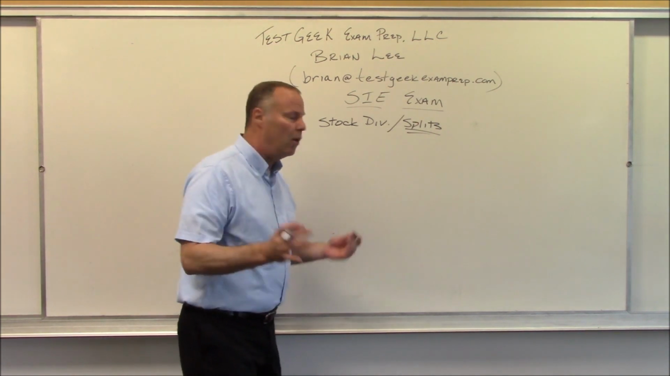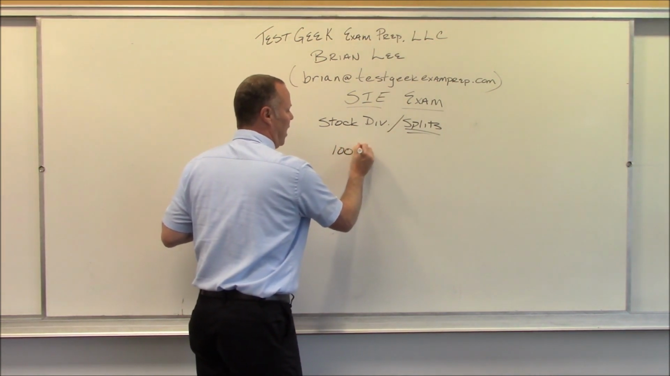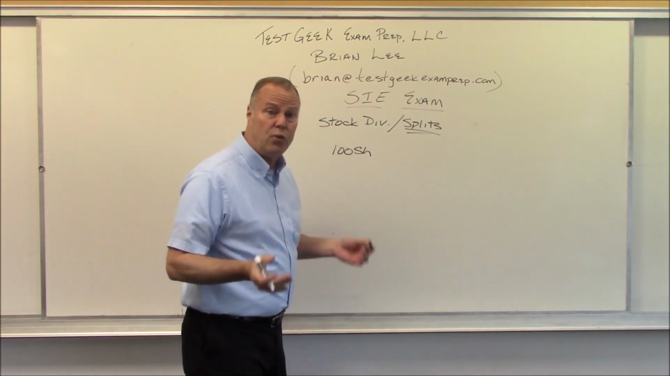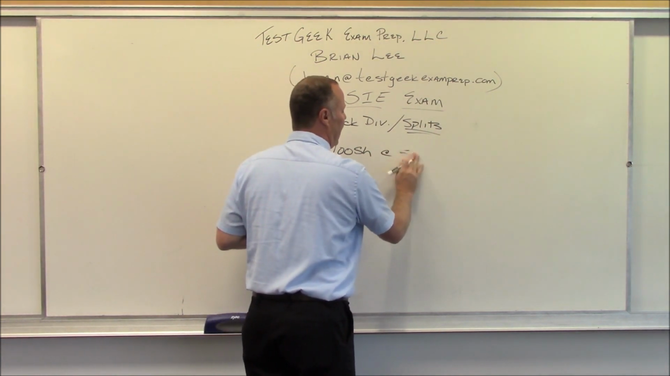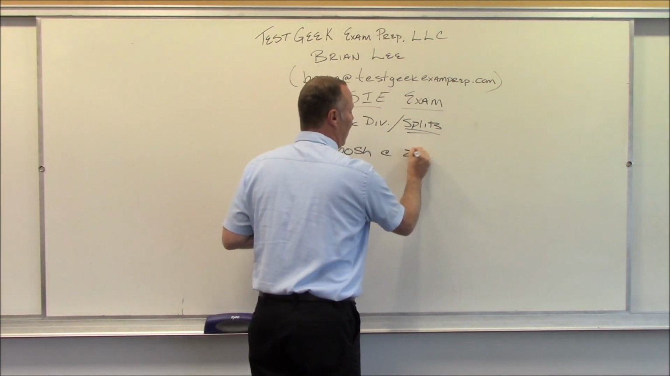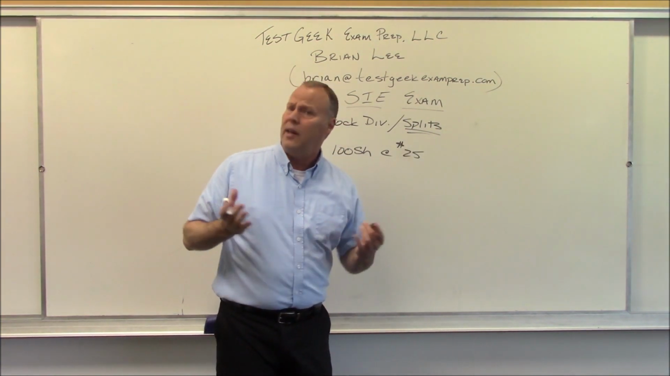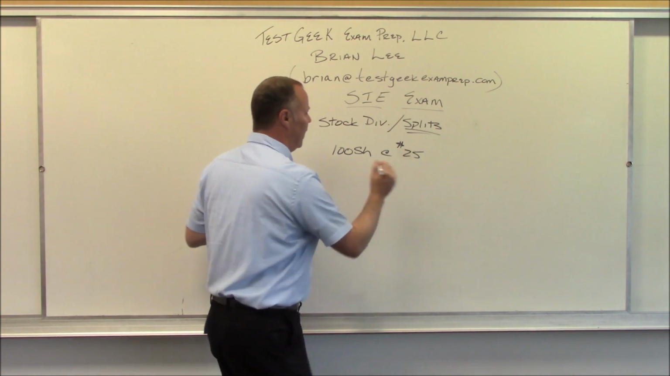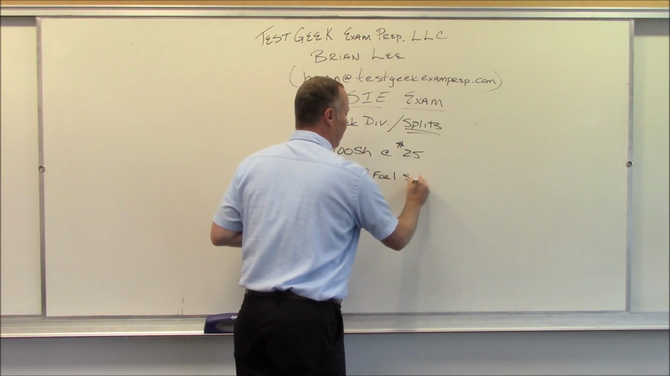Okay? So, I want to see what happens if, let's say, you have a customer who owns 100 shares of stock, and the stock is currently at, let's say, $25 per share. Okay? Now, let's work on an easy one to begin with. Let's say the stock then undergoes a 2-for-1 split.